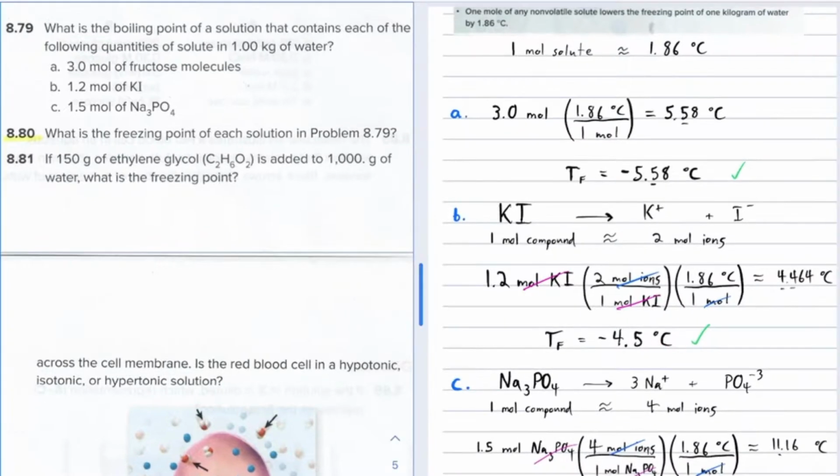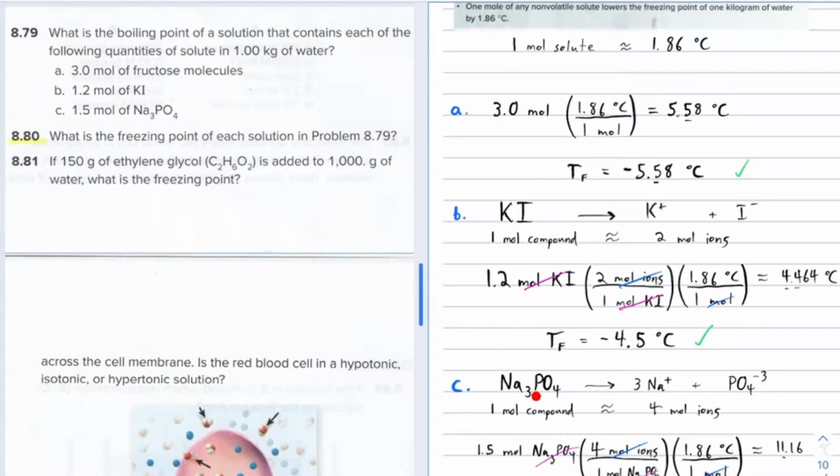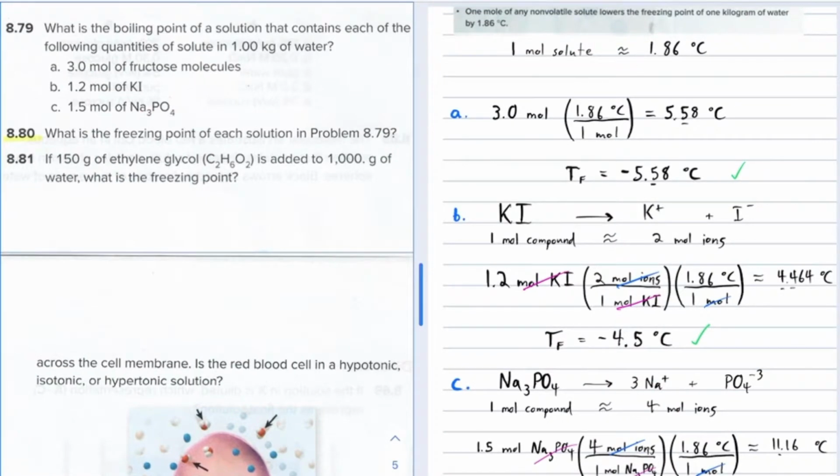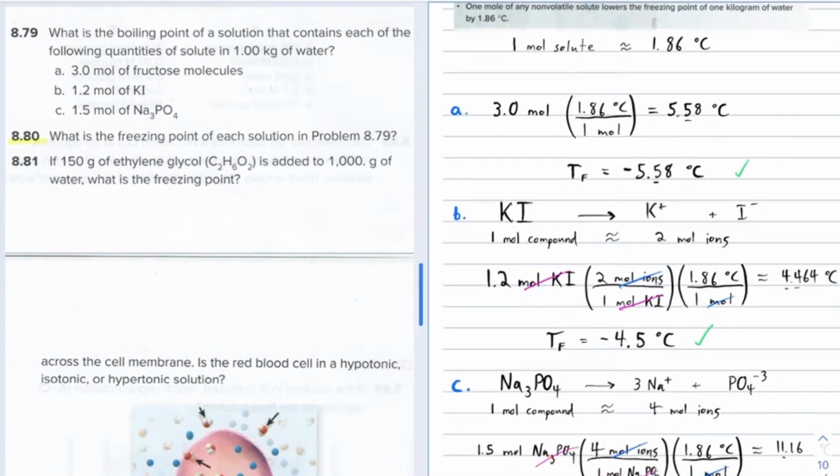The last one is sodium phosphate. Sodium phosphate is another ionic compound. You got your metal cation and polyatomic anion. This guy will dissociate to give you 3 sodium cations and 1 phosphate anion. So for every 1 mole of this compound, you're going to have 3 plus 1 is 4 moles of ions. So if you got 1.5 moles of sodium phosphate, for every 1 mole, you're going to get 4 moles of particles, the ion particles. And then for every mole of particles, it's a 1.86 degree drop.